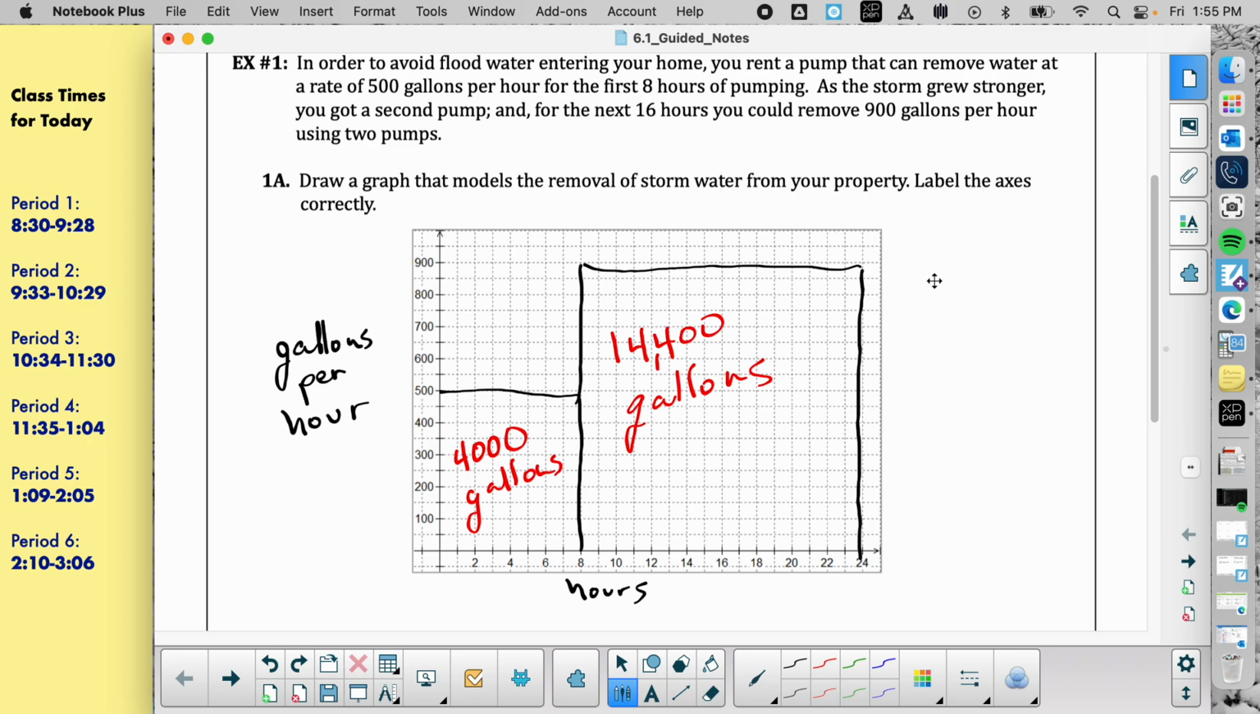14,400 and 4,000 gallons together, so we get 18,400 gallons that was removed from this house. Again, we've done this before. We just did it for total distance, because we would do velocity and time, so that gave us distance.